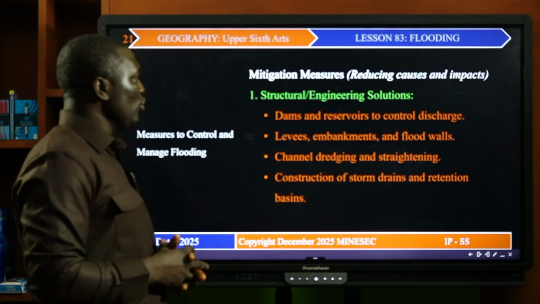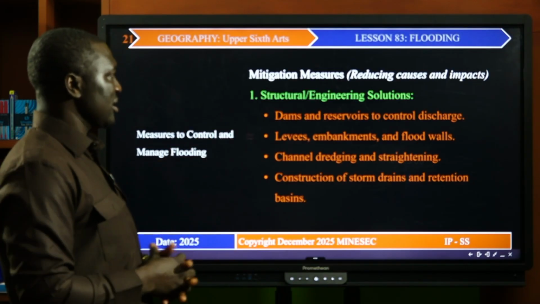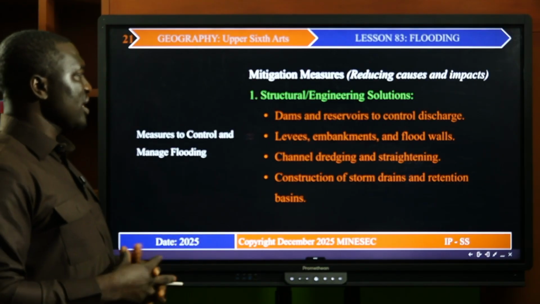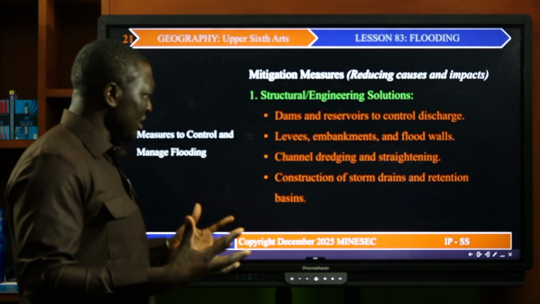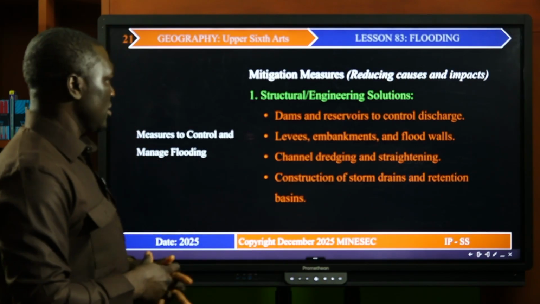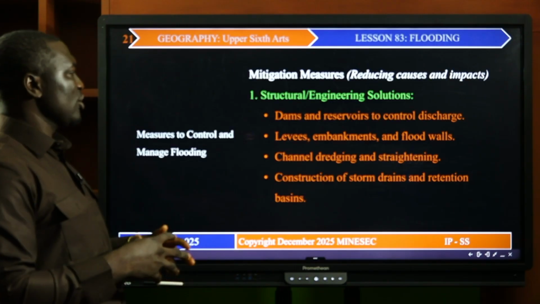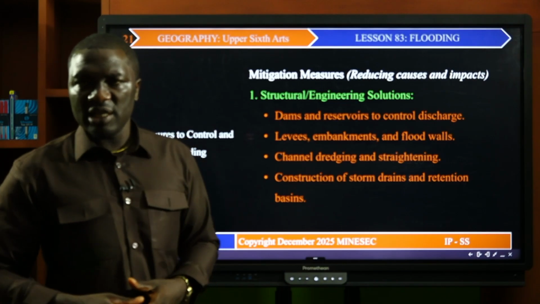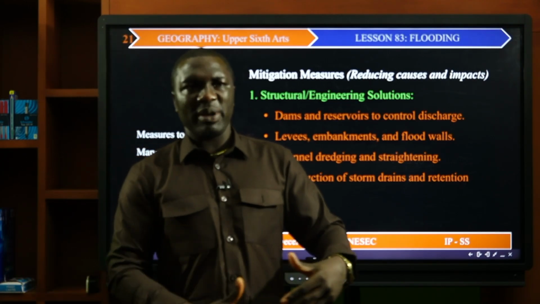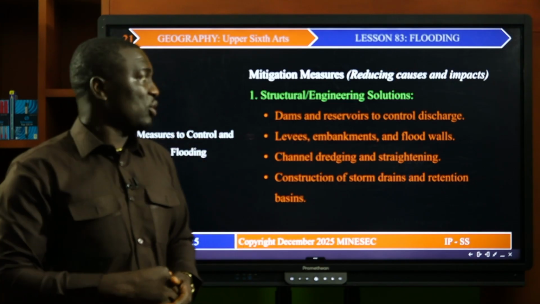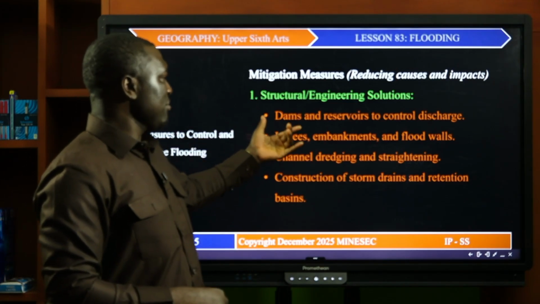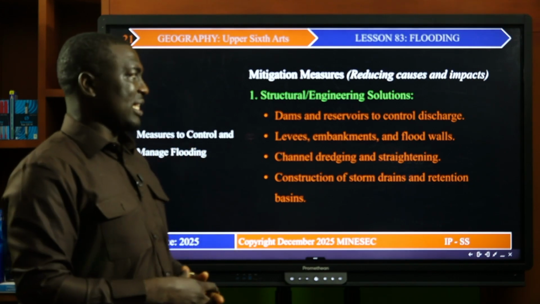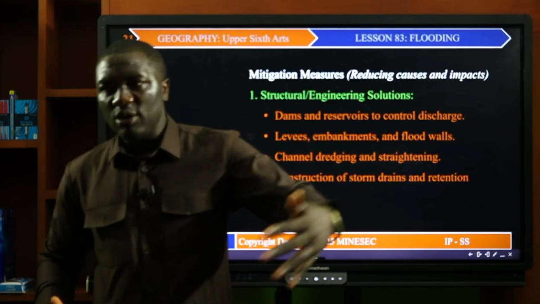Now, how do we reduce the causes and impact? The first is structural engineering solutions. What is the meaning of that? Dams and reservoirs to control discharge. That is the amount of water passing through a particular point in a particular period of time, which needs to be controlled. If dams and reservoirs are constructed, they reserve water and control the flow of water downstream.